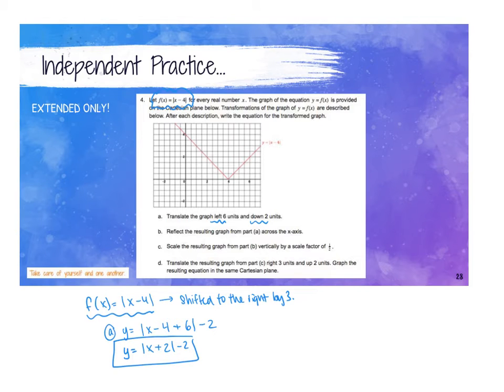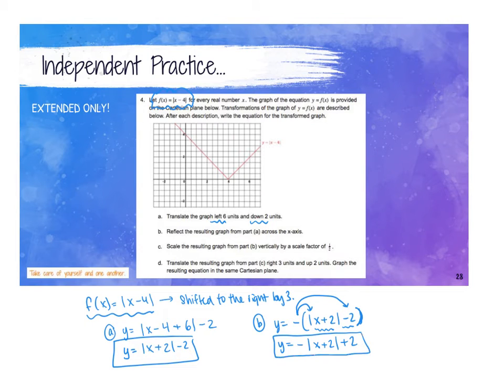Okay? Now for B, we need to reflect all of this over the x-axis. So we need to make the whole thing negative. That's not just going to affect where it was shifted to the left 2, it's also going to affect where it was shifted down 2. So we're going to distribute this negative in front of the absolute value and to the negative 2. So it would be negative absolute value of x plus 2 and then plus 2, okay?